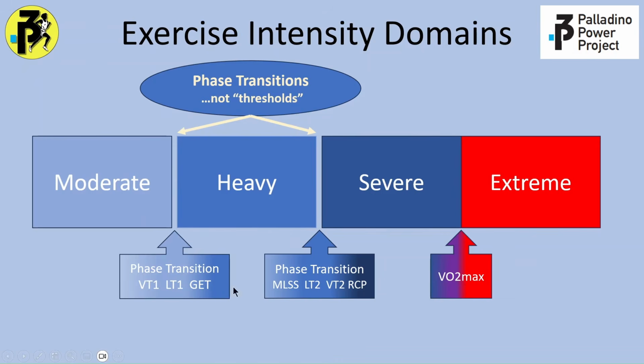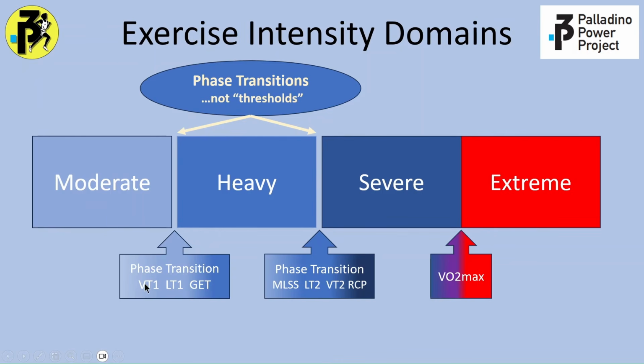And each one of these you can see has multiple different markers. Ventilatory threshold 1, lactate threshold 1, gas exchange threshold, maximal lactate steady state, LT2, ventilatory threshold 2, and respiratory compensation point. All of these are very different markers that all try to identify or mark that phase transition.